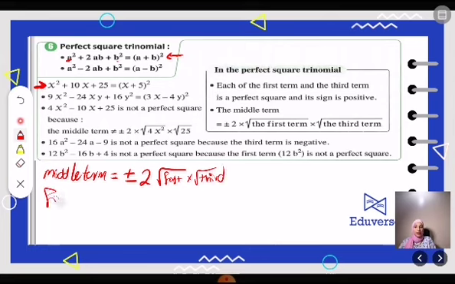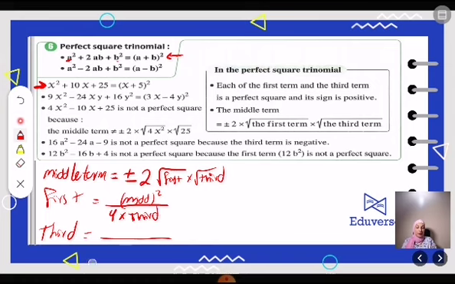What if I want to get the first term? The first and the third term we get using the same method. I will put the middle term to the power 2 divided by 4 multiplied by the third term, because to get the first I multiply by the third. What if I need to get the third? I will do the same: the middle term to the power 2 divided by 4 multiplied by the first. And that's how to get the middle, the first, and the third term. These rules will help you to get them.